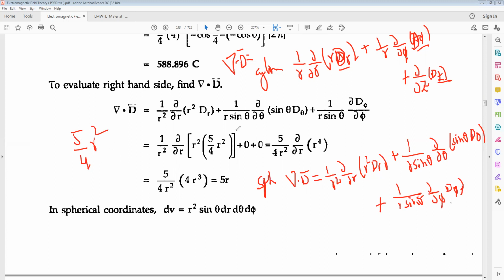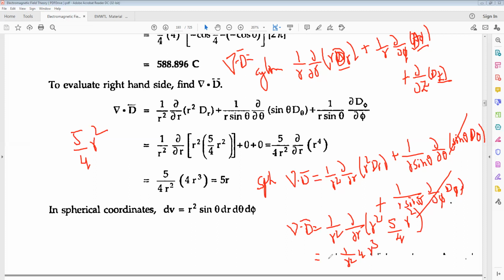There is no phi component or theta component, both are zero because they are constant. And del dot D bar is equal to 1 by R square, dou by dou R of R square times the dr coefficient, which is 5 by 4 R square. That is equal to R square into R square is R power 4, and its derivative is 4R cube, and the pi by 4 is also there. 5 by 4, the 4 gets cancelled, R square and one R square get cancelled, 5R. Got it, my students? Here the 5R, the right hand side.